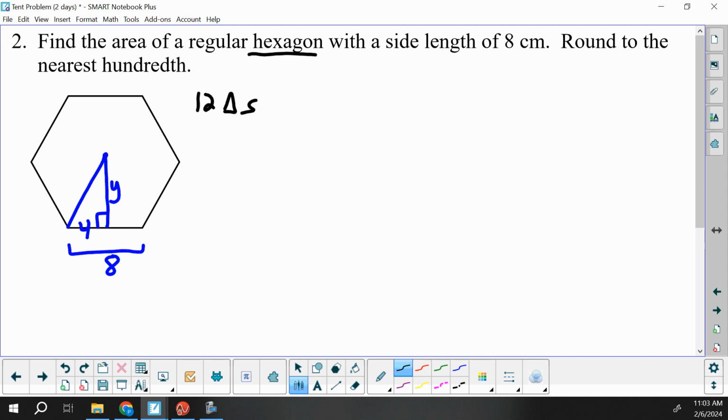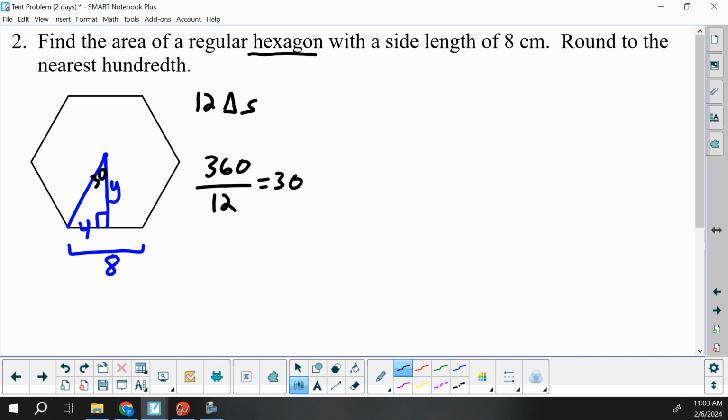To find our angle at the center, we'll do 360 divided by 12. A nice way to do this in your head is ignore the 0. 36 divided by 12 is 3, and then tack the 0 back on so we get 30. So this angle here is just 30.